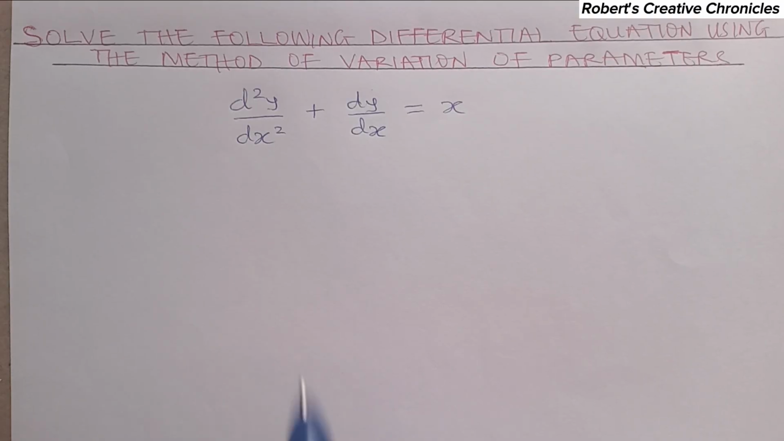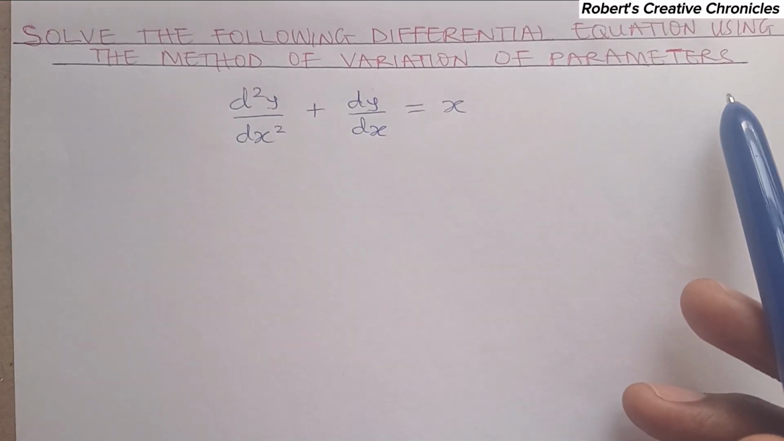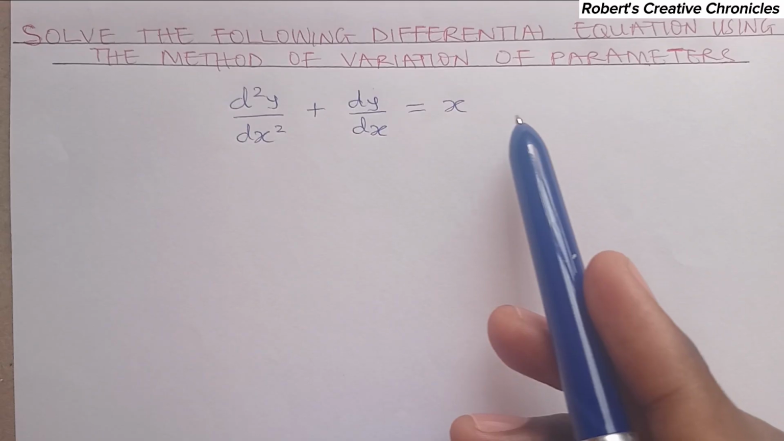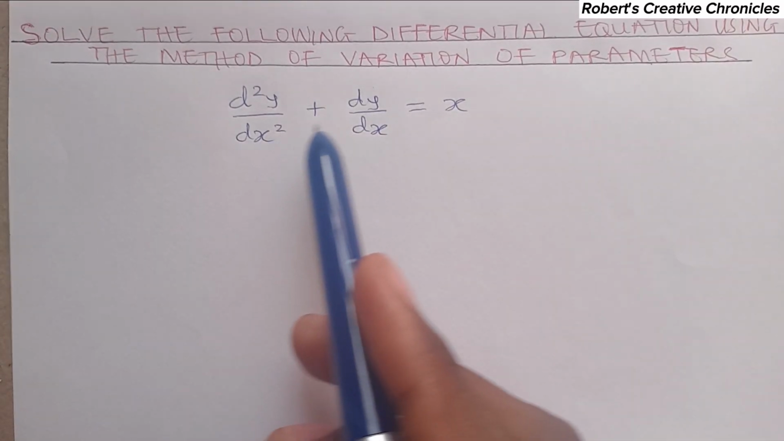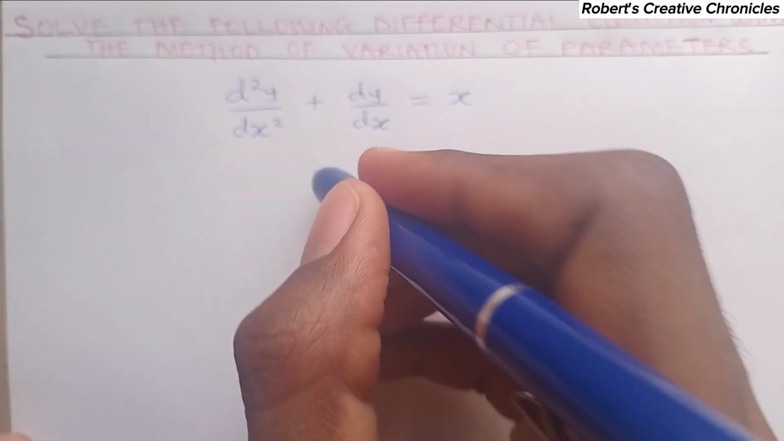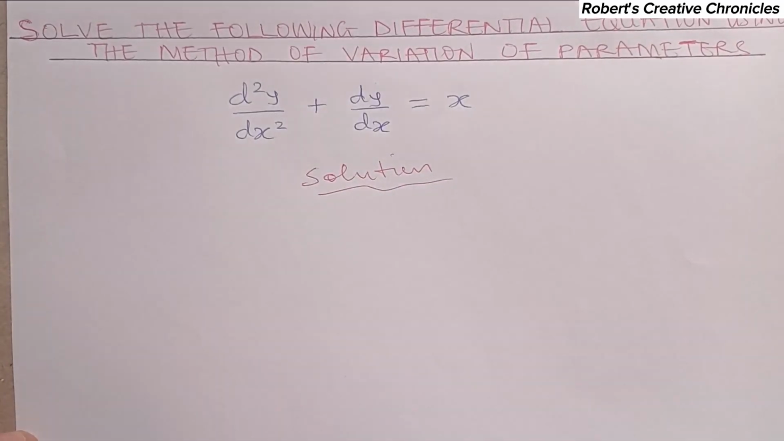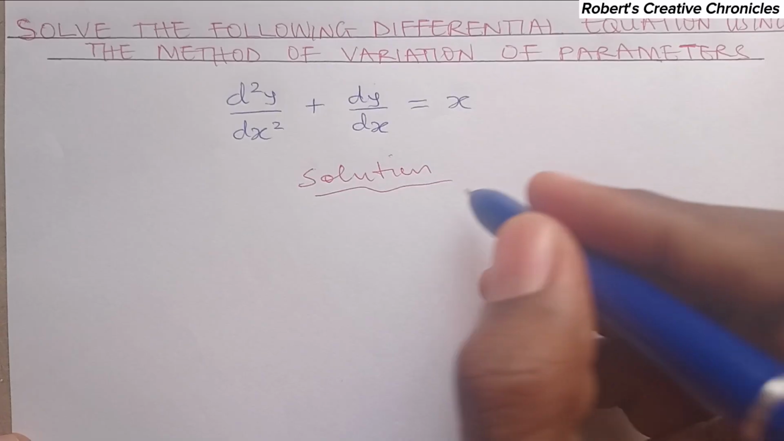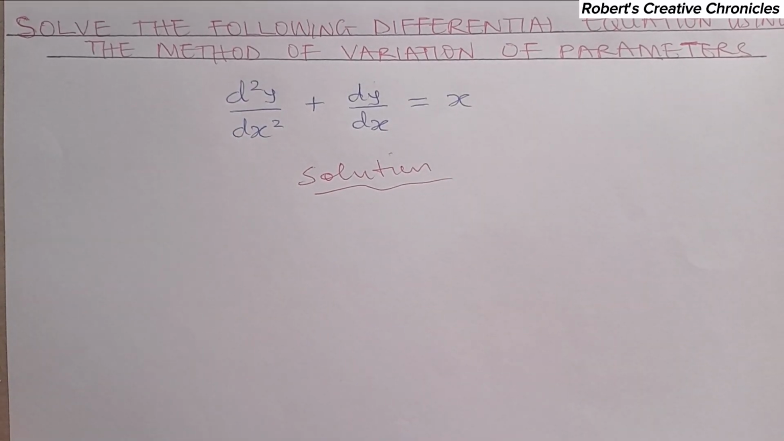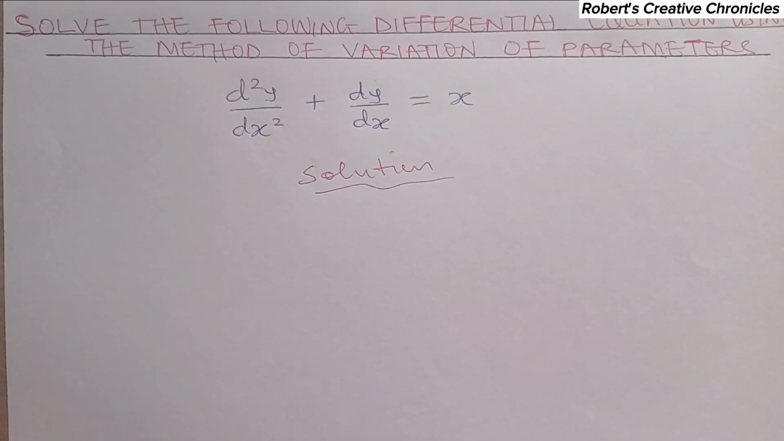So today we'll be solving this question, which states: solve the following differential equation using the method of variation of parameters. So this is the differential equation. Solution. Now, this is the differential equation.